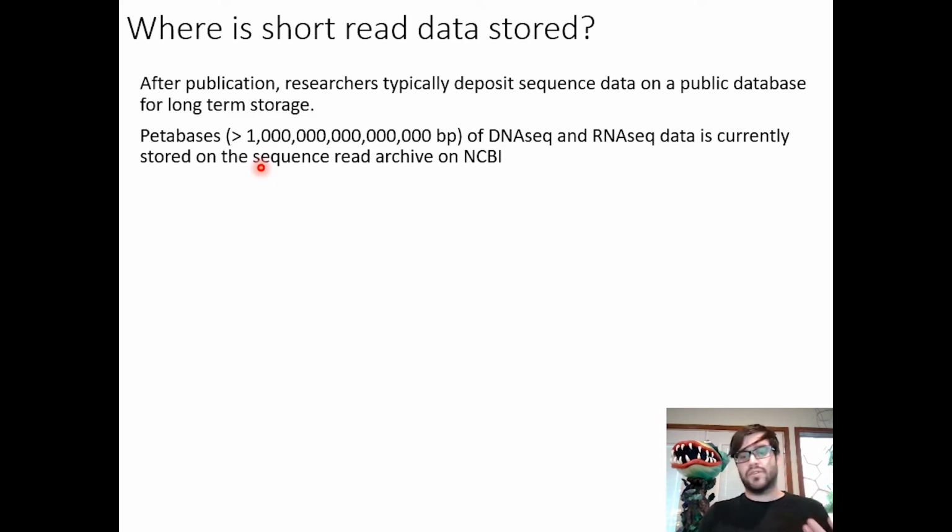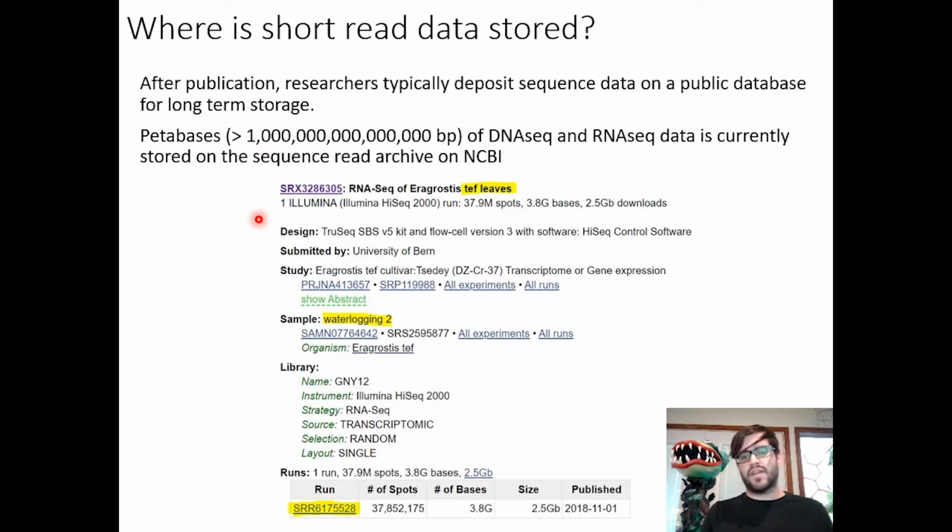For example, for Arabidopsis, the model plant, there are probably on the order of 40 to 50,000 individual RNA-seq experiments, and it's all held on this public database. In this lesson, we'll actually be downloading some data from the Sequence Read Archive and doing some quality assessments and some downstream analyses. But this is what it looks like. If you go to the NCBI website and go to the Sequence Read Archive, you can type in your species of interest or a stress or something.